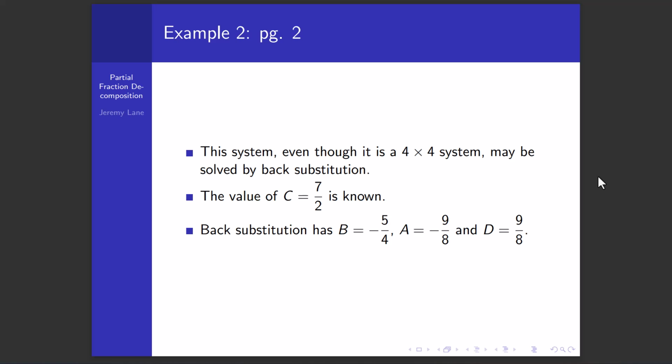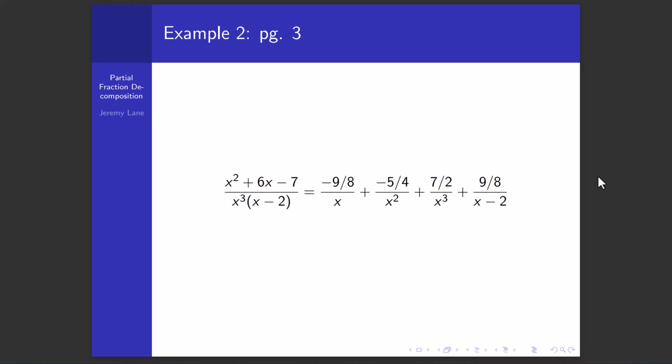we end up with the b numerator being negative 5/4, the a numerator being negative 9/8, and the d numerator being 9/8. So our decomposition of x squared plus 6x minus 7 divided by x cubed times the quantity x minus 2 will be rewritten in its partial fraction decomposition as negative 9/8, all of that divided by x, plus negative 5/4 divided by x squared, plus 7/2 divided by x cubed, plus 9/8 divided by x minus 2.